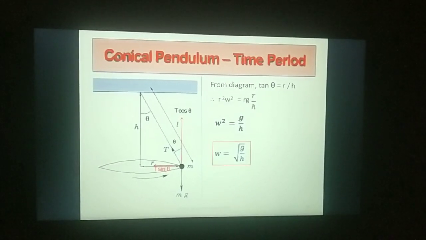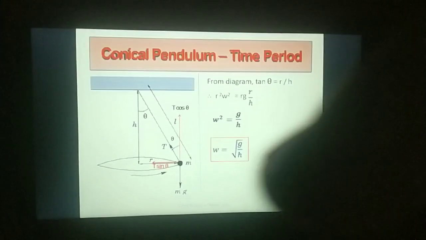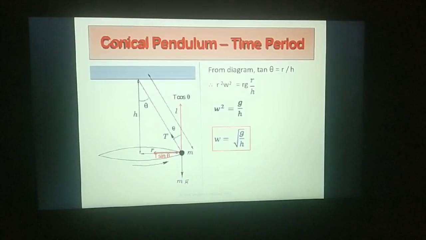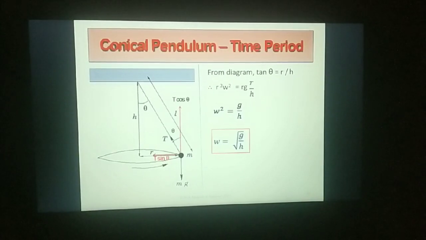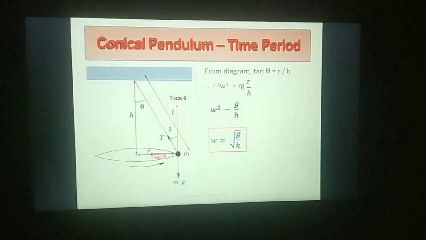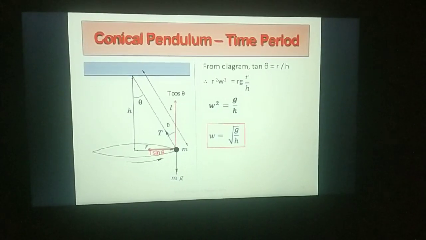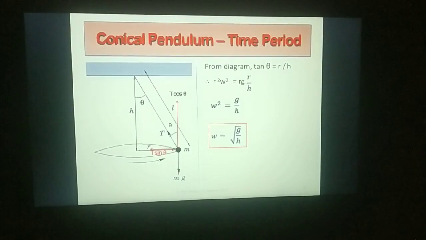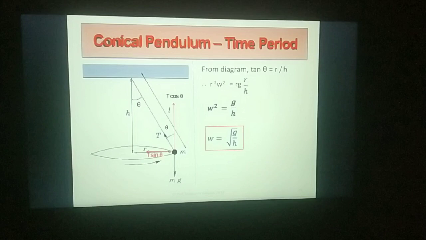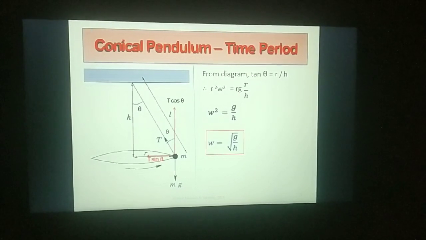Similarly, tan theta according to your figure will be r upon h. Tan theta will be equal to opposite side upon adjacent side. The opposite of angle theta here is r and the adjacent here is h. So tan theta will be r upon h. So r square omega square equal to rg, and instead of tan theta I am writing r upon h. So r square you can cancel from both sides. Omega square will be g upon h, therefore omega will be square root of g upon h.